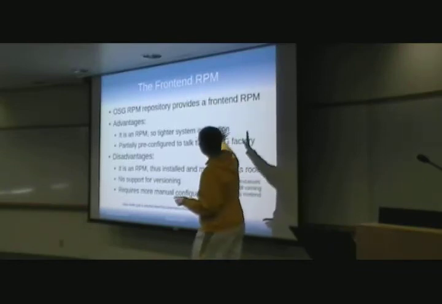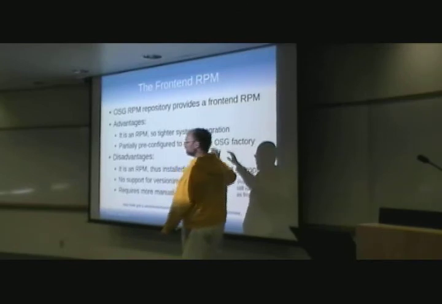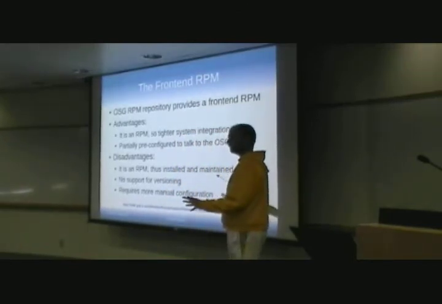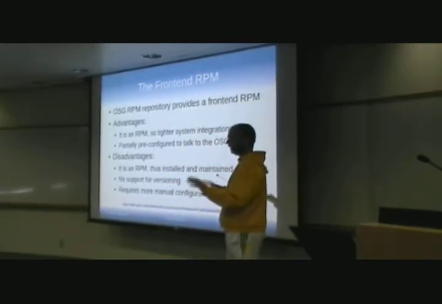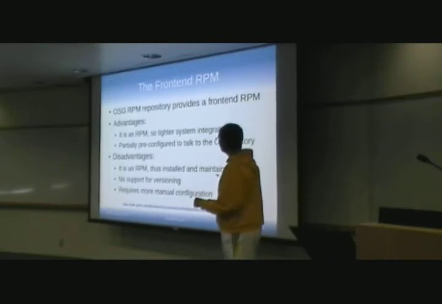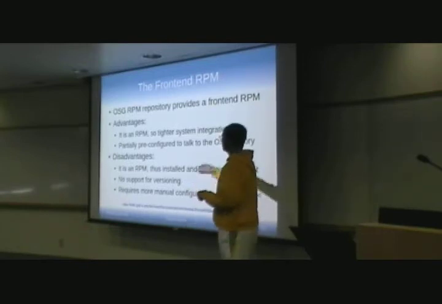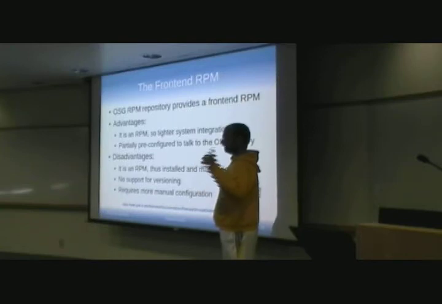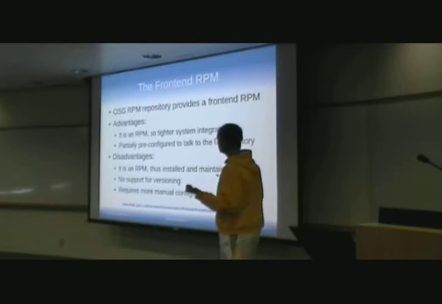So the advantages of doing it as an RPM is that it's tightly integrated with the system. You cannot have two versions installed at once. It's like an RPM. You can have one and one only. It comes partially pre-configured to talk to the OSG factory. But on the other hand, disadvantage, it's an RPM. So it must be installed by and maintained as root, and you cannot have two of them. For example, in CMS, we are running 3 different front ends in parallel installed with the installer. I would never be able to do it with RPMs. You can have one and one only.